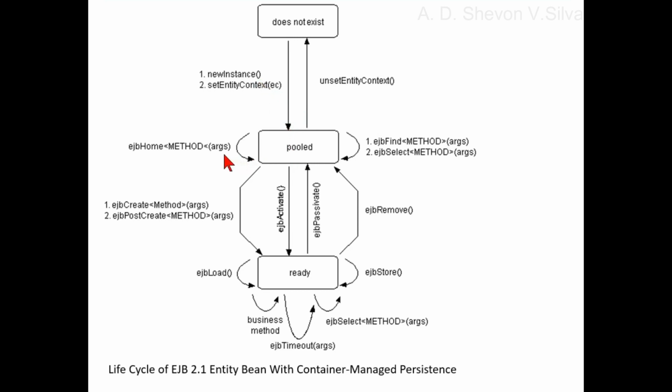ejbHome, ejbFind, and ejbSelect methods may be invoked. To transition from the pooled state to the ready state, the following occurs for a new instance.